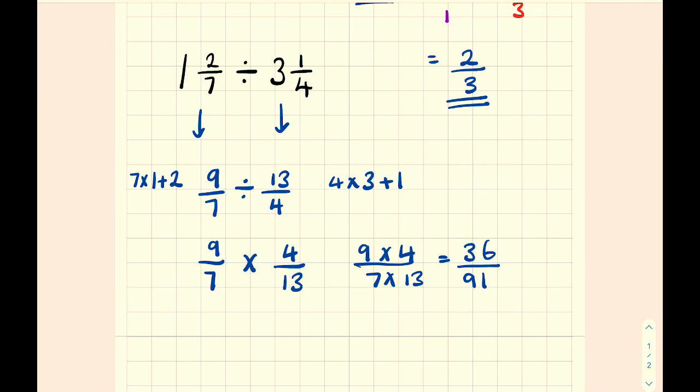I didn't do any cancelling initially at this stage because there wasn't really anything there I could cancel top and bottom. And 36 over 91 doesn't cancel down to anything else. So that's your final answer.